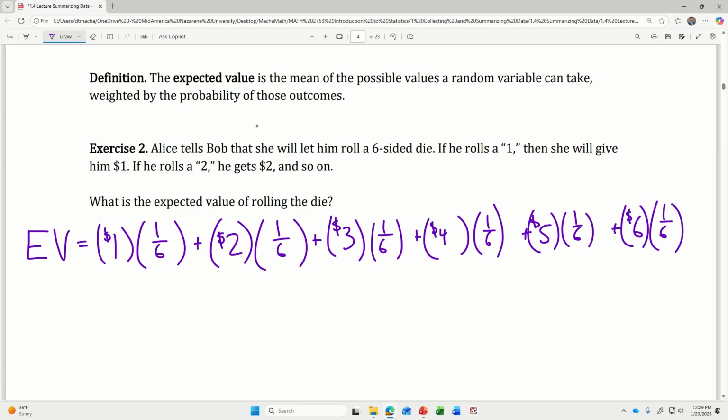So in this game, what is the expected value of rolling a die? What do you get, Ray? 3.5. Very good. The expected value of rolling a die in this game is $3.5.